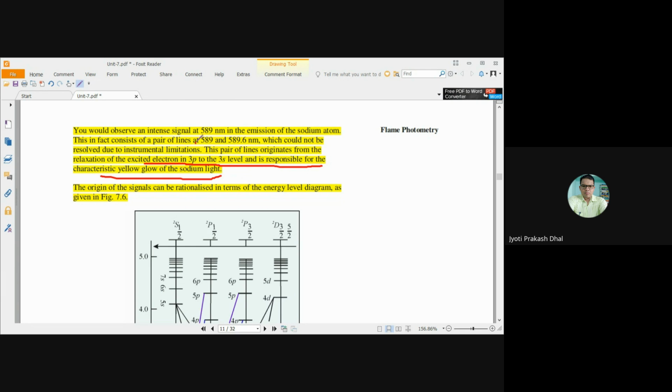So this emission at 589 and 589.6 nanometers arises due to the transition of the excited electron from the 3p energy level back to the 3s energy level. Due to that, the emitted radiation has a wavelength in the range of 589 to 589.6 nanometers. That's why the emitted electromagnetic radiation looks yellow in color.